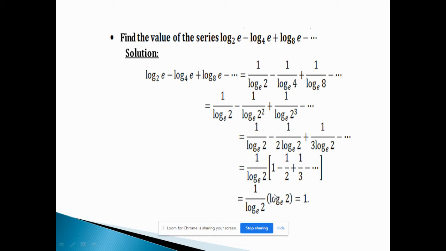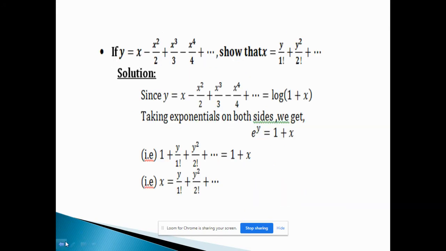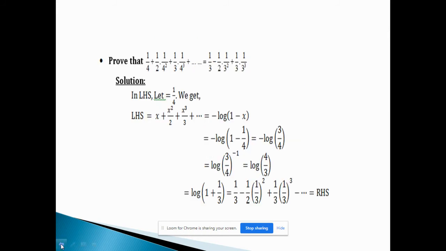Now substitute log 2 by log 2. So we can cancel, getting 1. So the value is 1. And next one. So in this, same thing. What is the given series? 1 by 4 plus 1 by 2 into 1 by 4 square. So the series becomes 1 by 4, 1 by 4 square, 1 by 4 cube, etc.